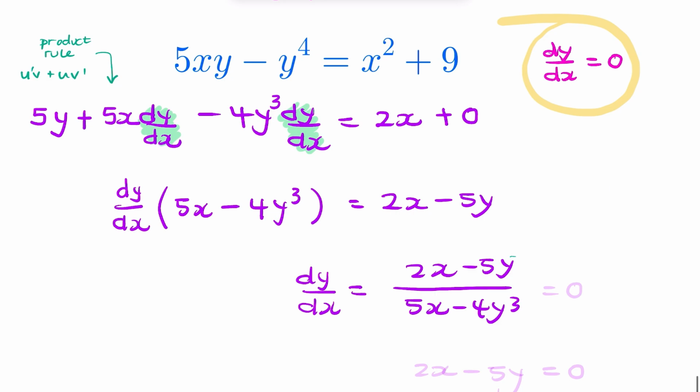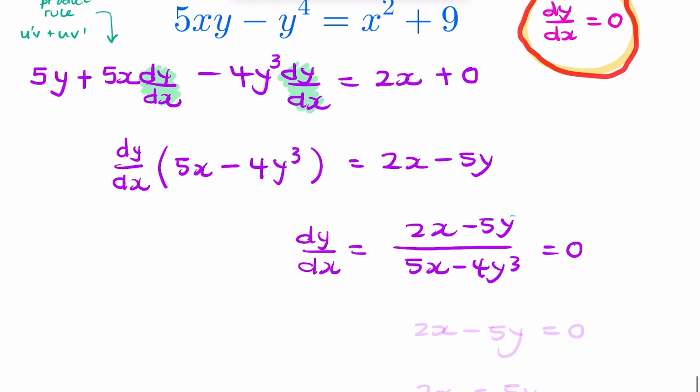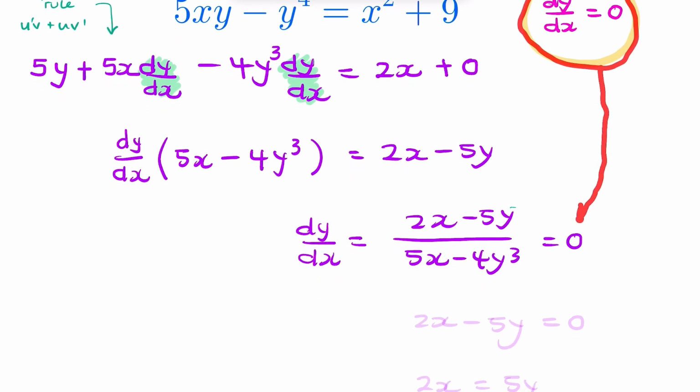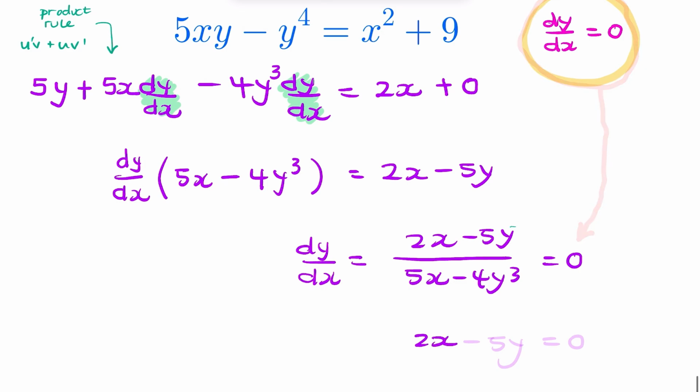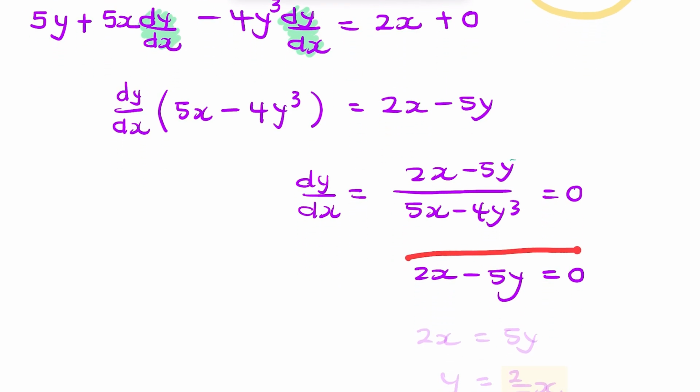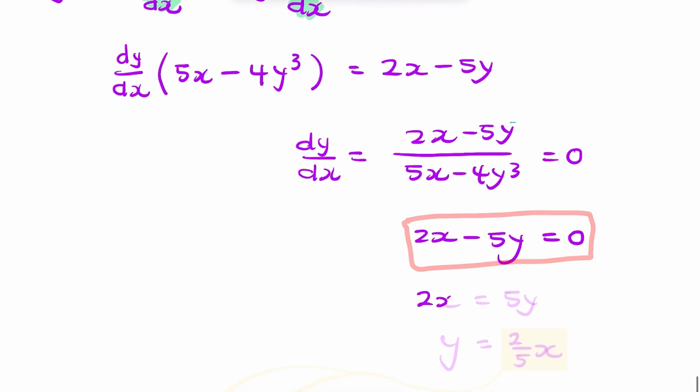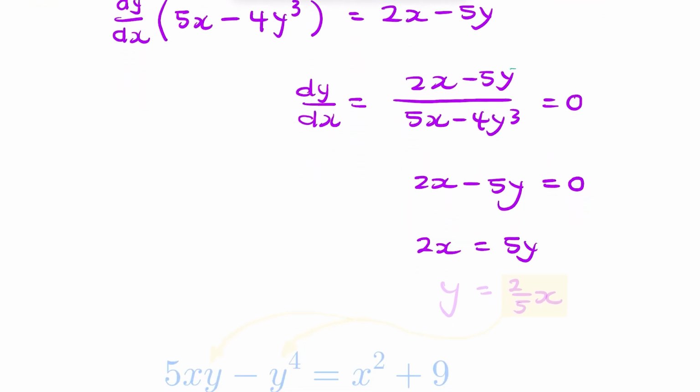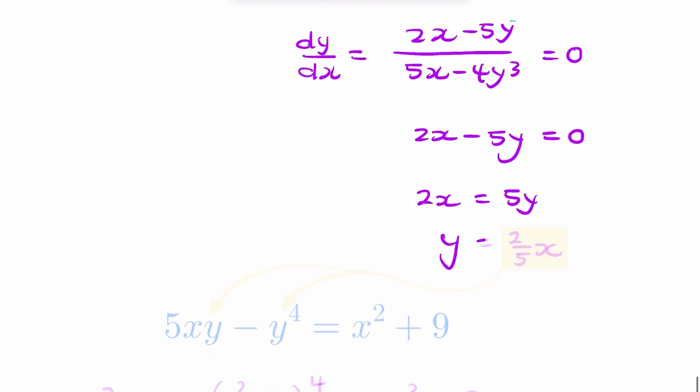And for the stationary point, we want to solve dy by dx equals 0. So we can say that the numerator is equal to 0. So 2x minus 5y equals 0. So you can think of it as multiplying both sides by the denominator. So the numerator is equal to 0. So that gives us 2x equals 5y, and y equals 2 over 5 x.